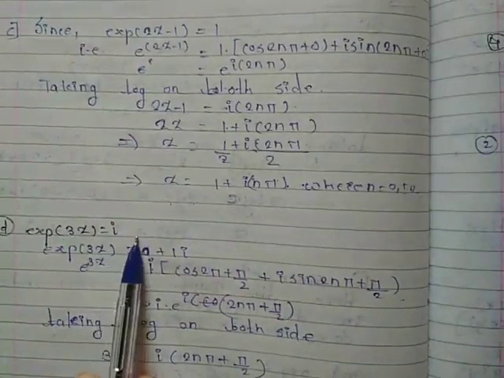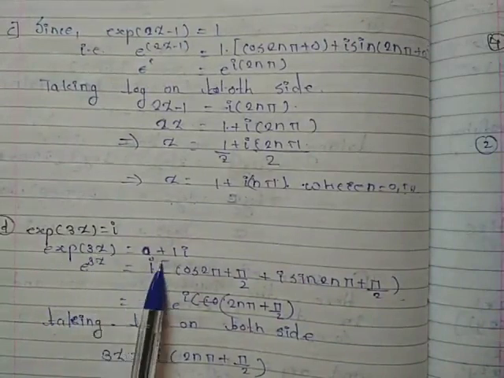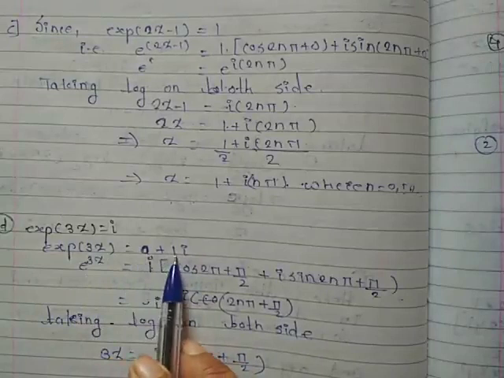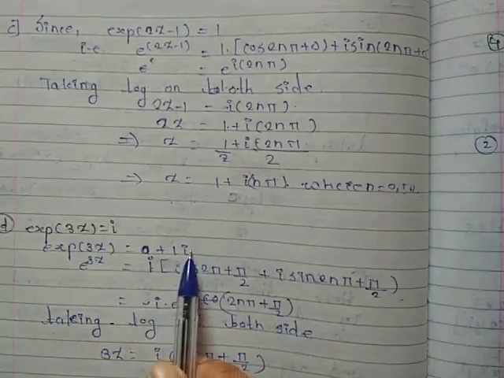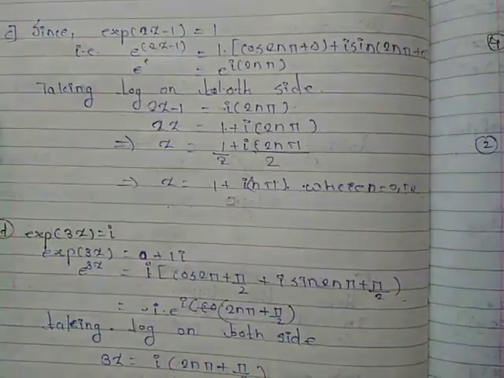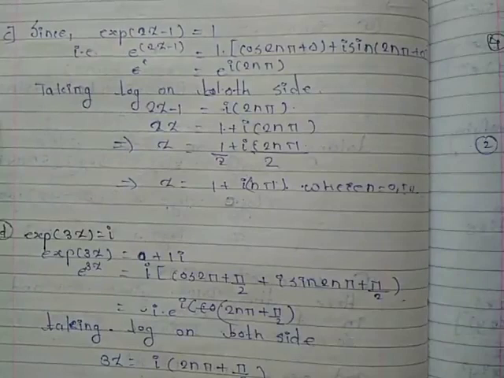Let us see the next example. Exponential of 3z is equal to i. I can be written as 0 plus 1i. Okay, take this example for homework. Okay, we will stop here. Thank you.